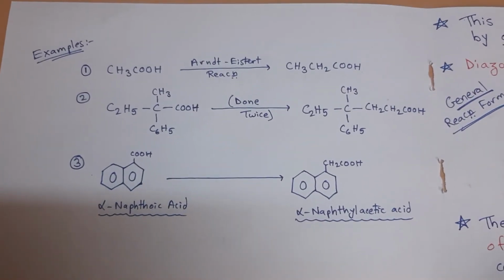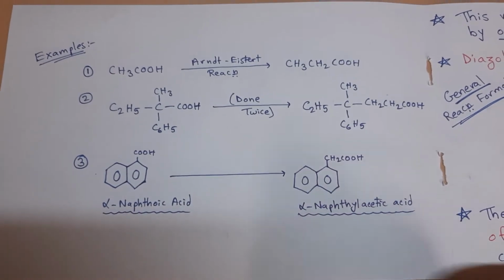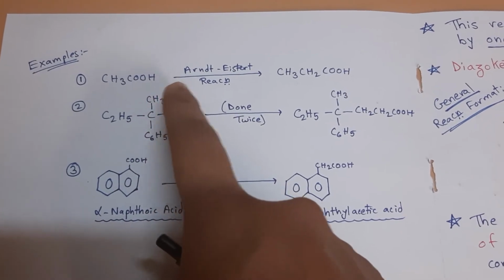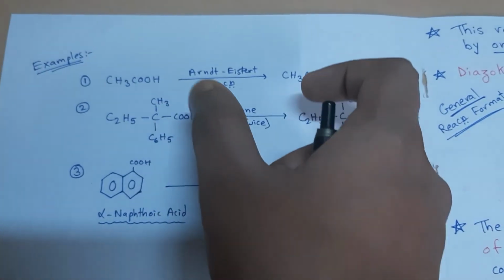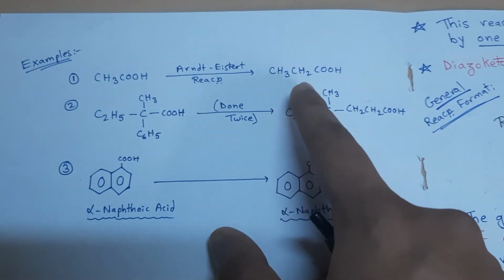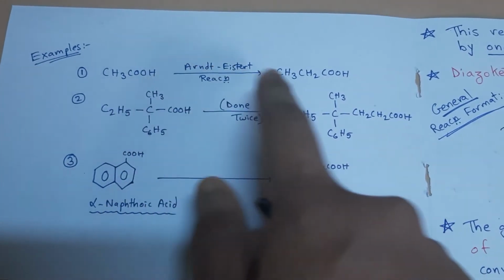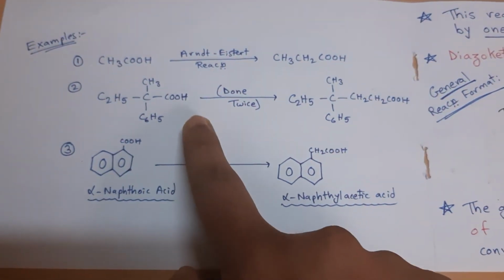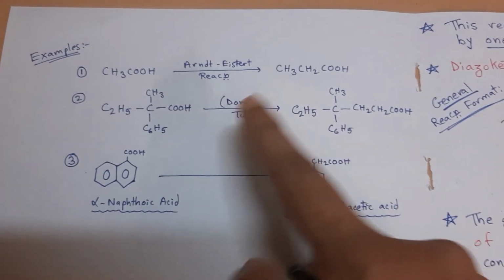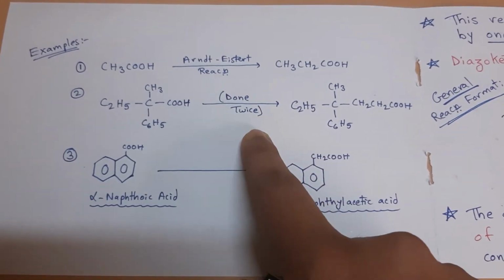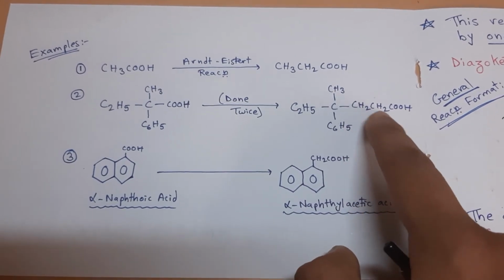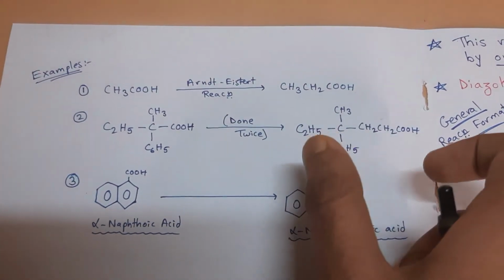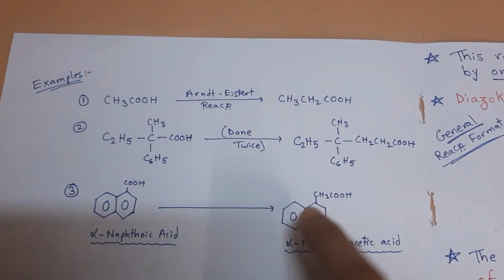So here we have some examples of the Arndt-Eistert reaction. The first example is very easy, which is acetic acid, which on conversion through the Arndt-Eistert reaction will become propanoic acid. Here, just one increase in the carbon chain. Then this compound, on going through the Arndt-Eistert reaction twice, will give two carbons in the carbon chain. So this will increase the carbon chain by two methylene groups, and we can see that here.